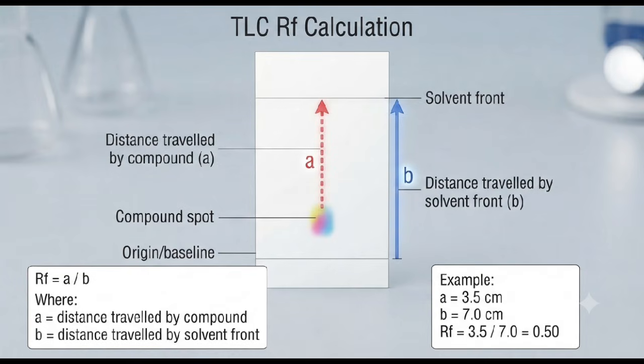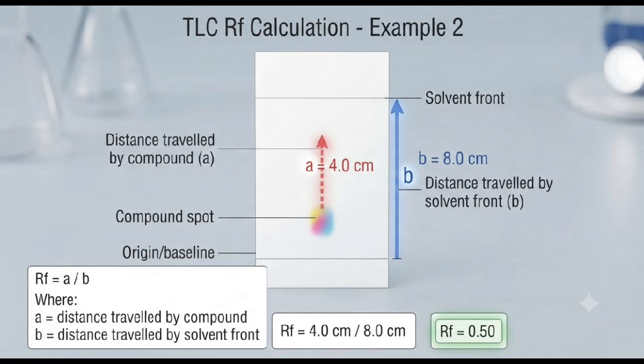Understanding RF value. The movement of a compound on a TLC plate can be expressed using the RF value or retention factor. RF is calculated as the distance traveled by the compound from the origin divided by the distance traveled by the solvent front from the origin. The RF value is unitless and normally lies between 0 and 1 under a given chromatographic condition.